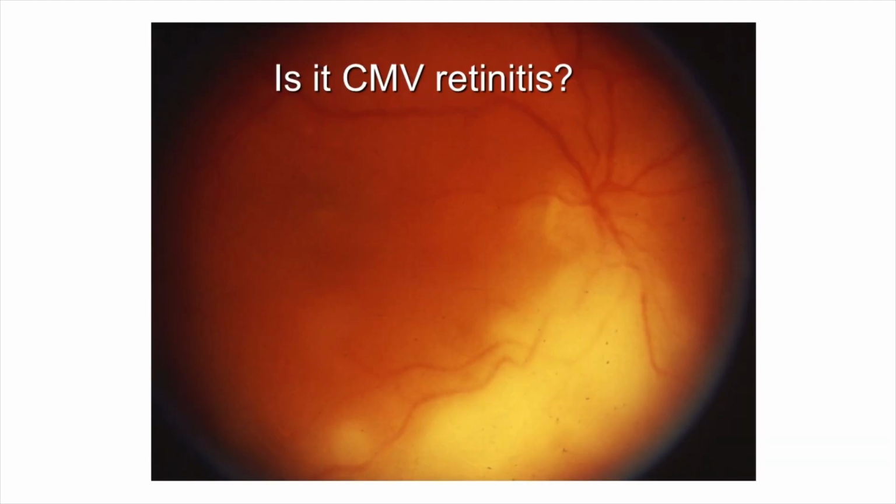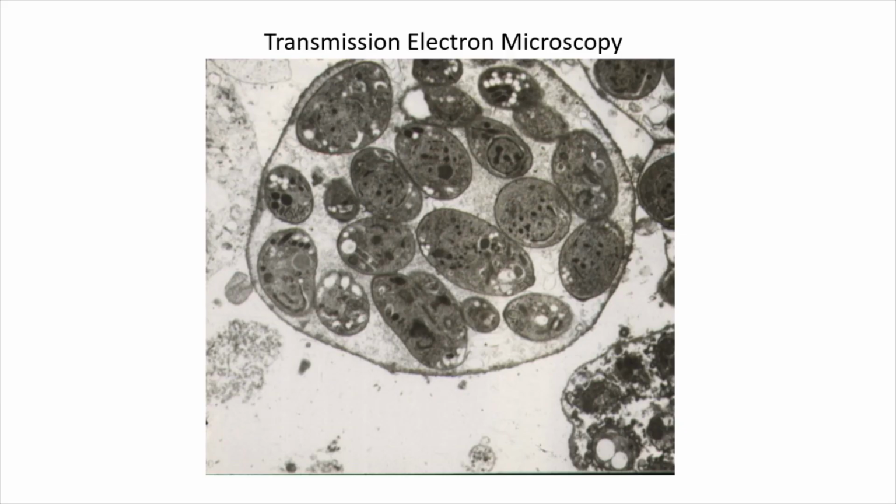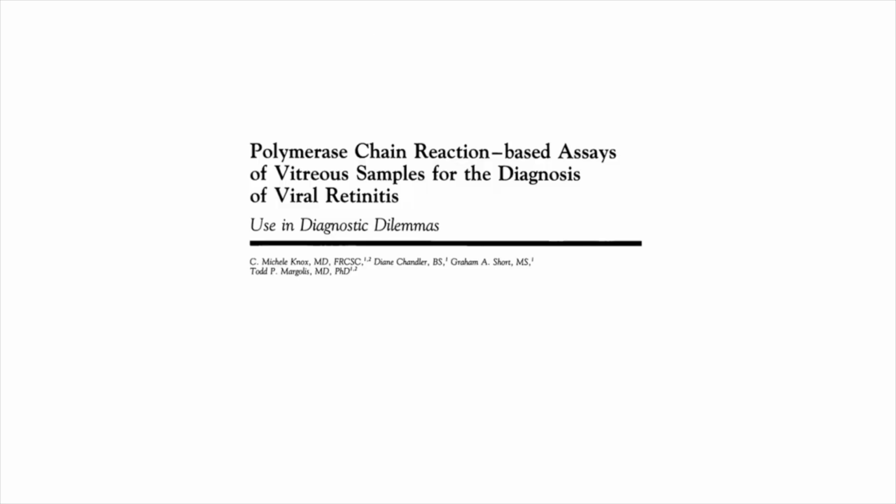This is a case which was initially diagnosed as cytomegalovirus retinitis. When the patient was resistant to the treatment, retinochoroidal biopsy was done. And here is the retinochoroidal biopsy showing necrotic retina with Toxoplasma gondii cyst. Electron microscopic study showed Toxoplasma gondii bradyzoites.